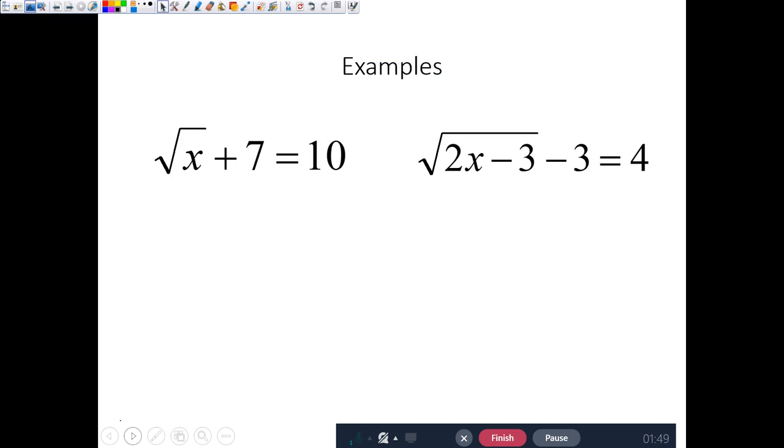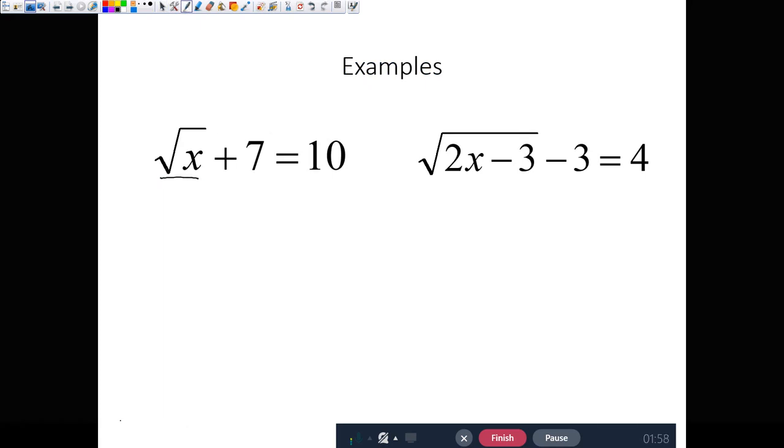So let's try one out. So my square root of x plus 7 equals 10. So my first step is to get the square root, or the radical, by itself. So I'm going to subtract 7 from both sides. So I'm going to be left with the square root of x equals 3.